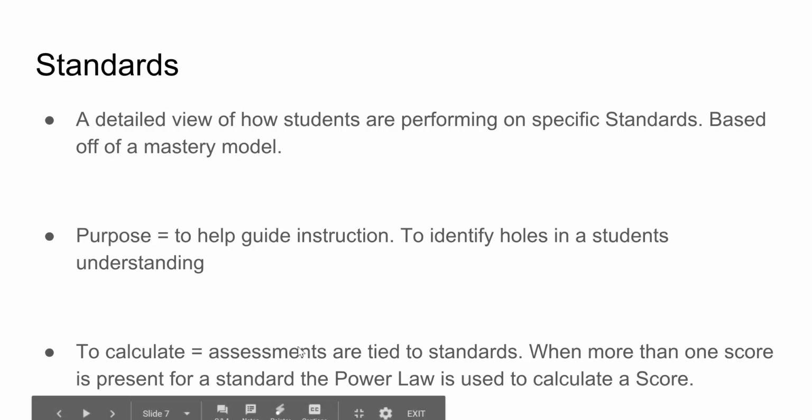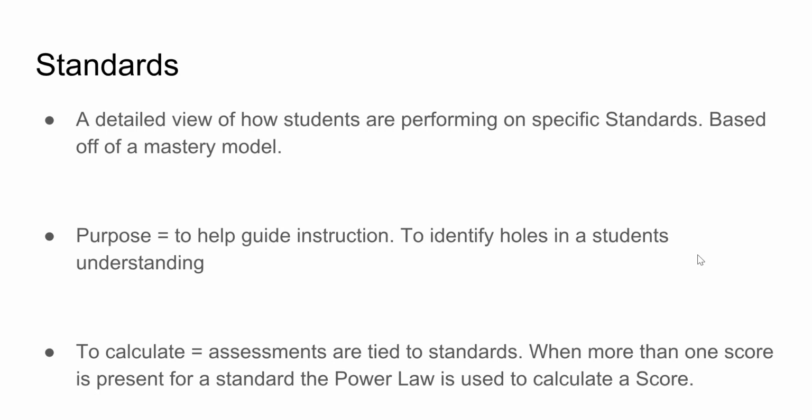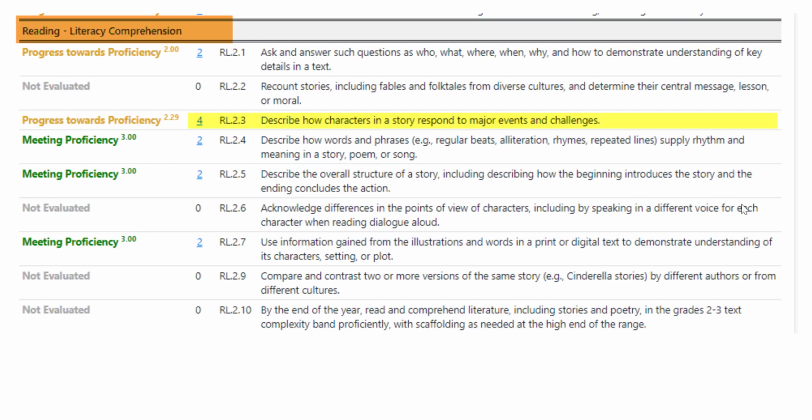To calculate, the assessments are tied to a specific standard, and then when there's more than one score present for a standard, the power law is used to calculate. So with a single score, we just take that score. So if a student has a 3, we just take the 3. But if a student has more than one score, we take whatever scores are present and we put them into the power law calculation. All right, strap in. We're going to take a look at it.